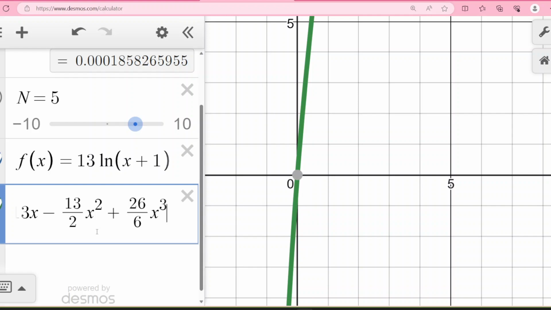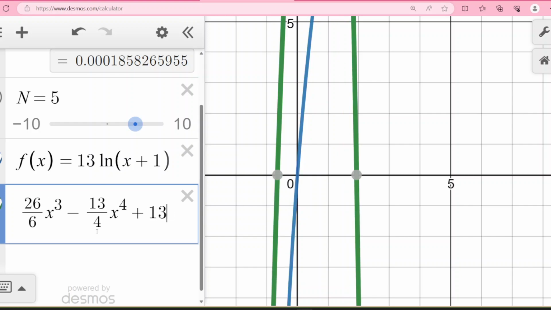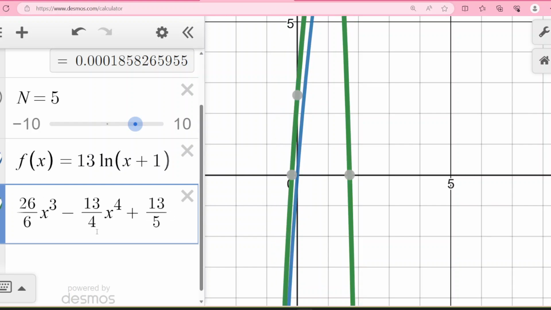Actually, remember I'm dividing each of these by the factorial, so this will be a little easier. The fourth derivative is negative 13 times 3 times 2, but I'm dividing by 4 factorial, so that gets rid of the 3 times 2. So negative 13 fourths times x to the fourth. And then the fifth, finally, we're going on to the fifth Maclaurin polynomial at 0. It's 13 times 4 times 3 times 2, but divided by 5 factorial, we get rid of the 4 times 3 times 2. So plus 13 fifths times x to the fifth.